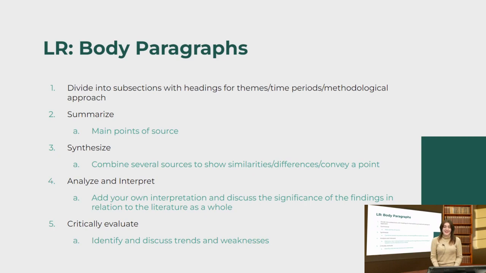Then you want to analyze and interpret. This is an important part of higher level academic writing. It's not enough to summarize. It's not enough to compare and contrast. We need to add our own scholarly insight. Add your own interpretation. Discuss the significance of the findings, both in terms of their relationships to each other and in terms of the literature as a whole. And then you want to critically evaluate. So what are these sources doing really well? Or what are some weaknesses? Once again, repoint readers to the gaps that you might be exploring.